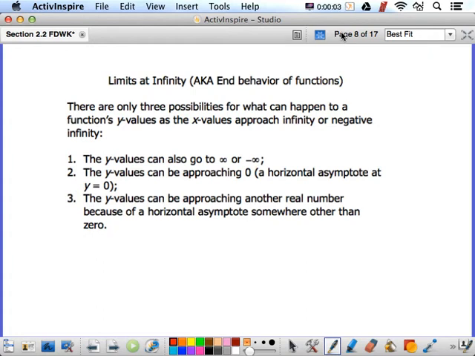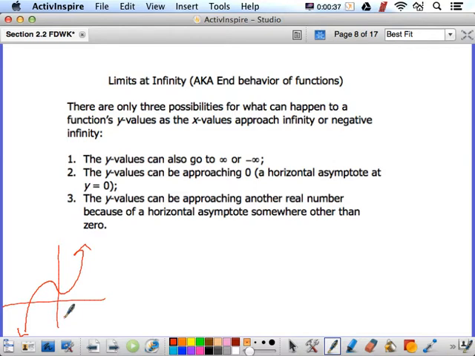The only thing we need to talk about now are limits at infinity, also known as the end behavior of functions. You may not realize this, but we actually talked about this somewhat in college algebra. There are only three possibilities for what can happen to a function's y values as the x values approach infinity or negative infinity. The y values can be going to infinity or negative infinity, such as in the graph of a cubic function.